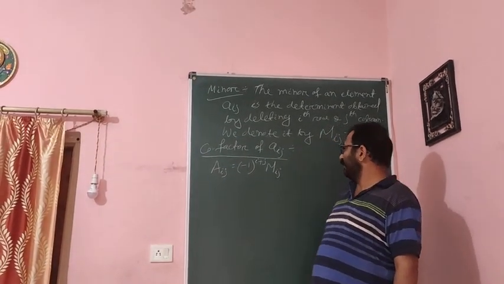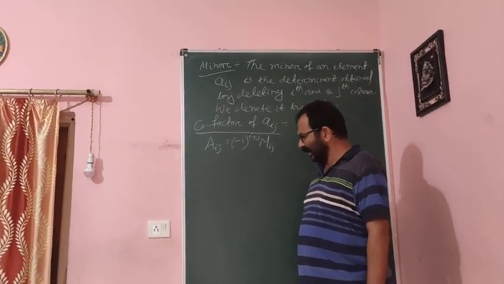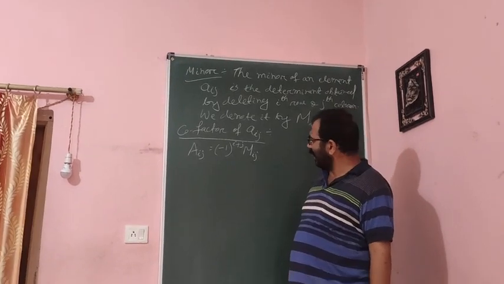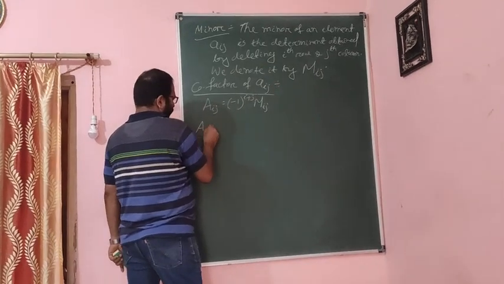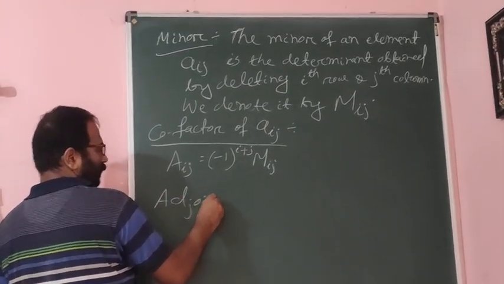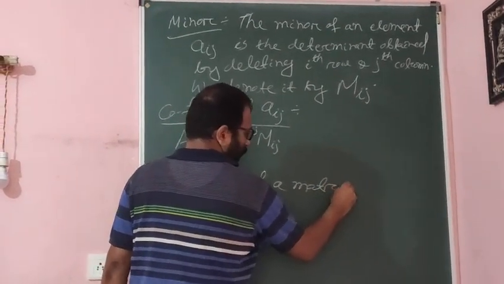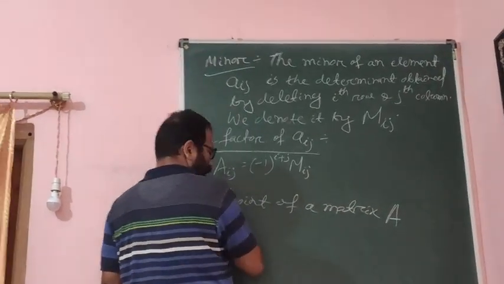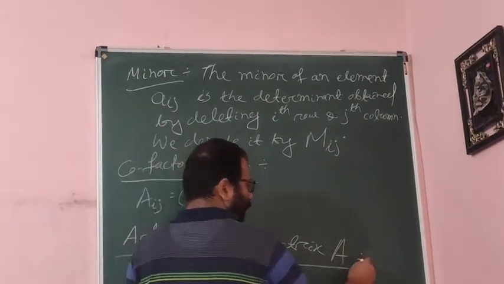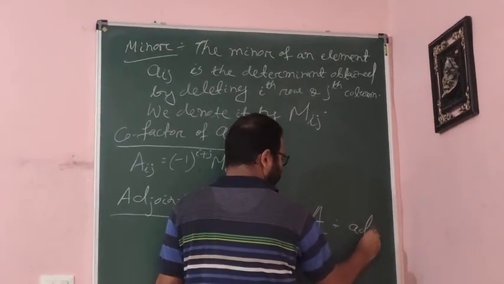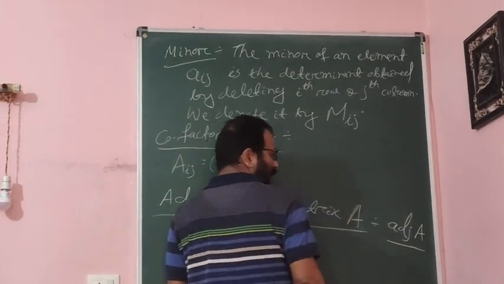Okay. So finally, I will give you an example. Don't worry. What is the adjoint of a matrix? Adjoint of a matrix capital A. Okay. What is adjoint? Actually, we denote adjoint by small adj.